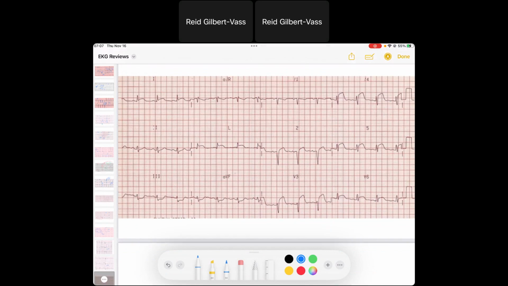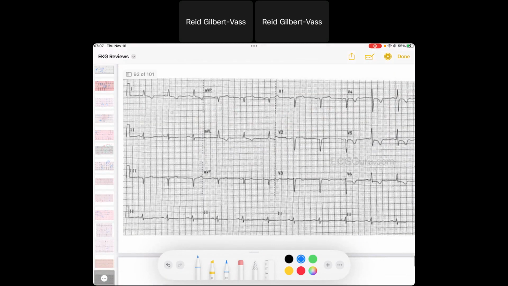Already looked at this one. Let's see here.